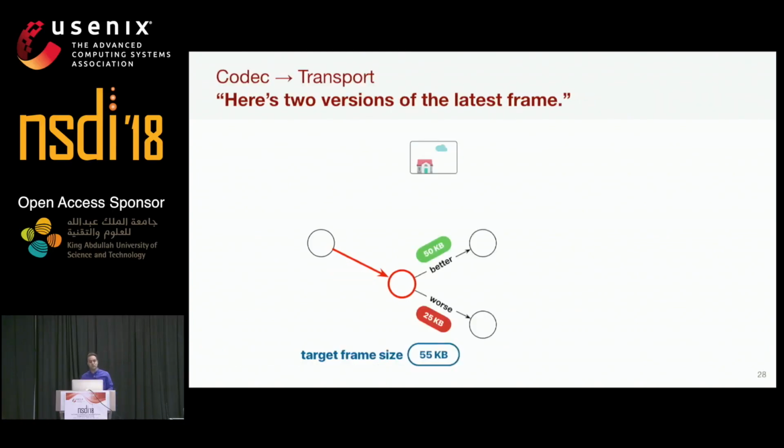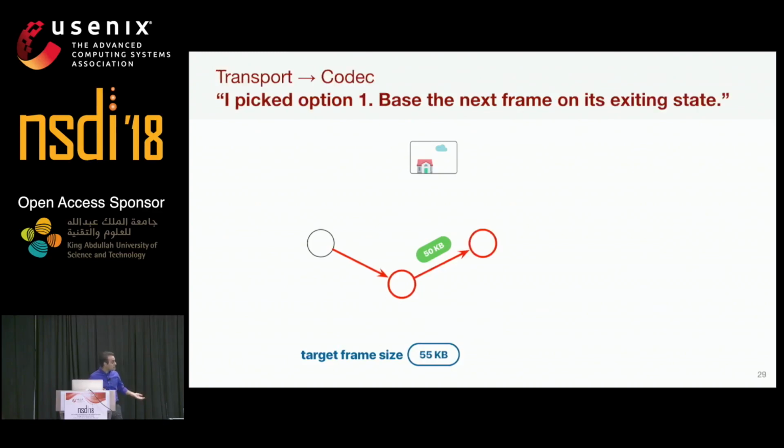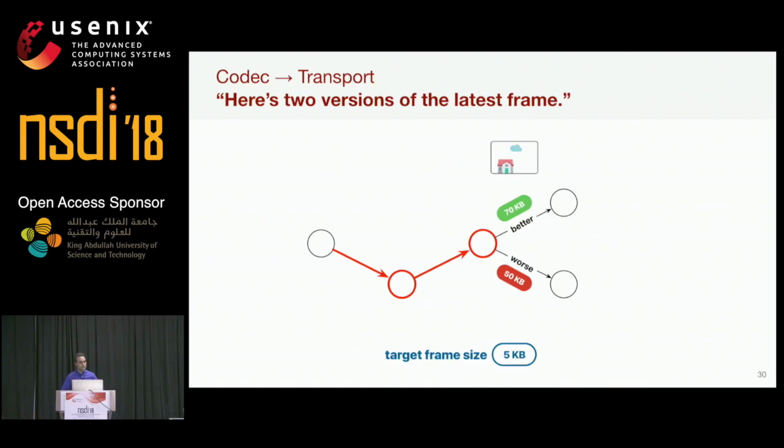Again, it gives transport two options. The transport will probably update its target frame size estimate based on the latest feedback. And again, picks another option, tells the codec that I picked this one. And the codec repeats this.